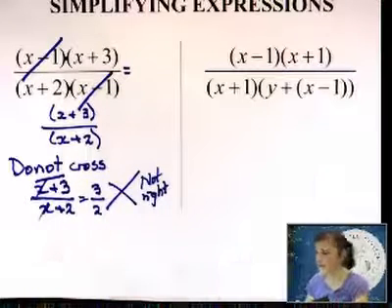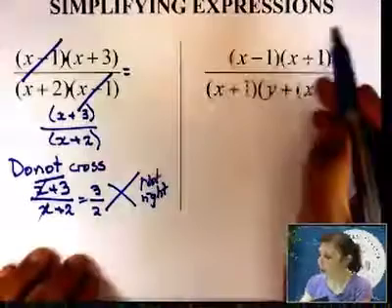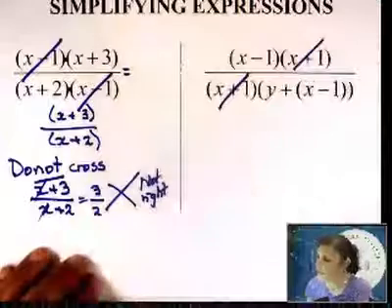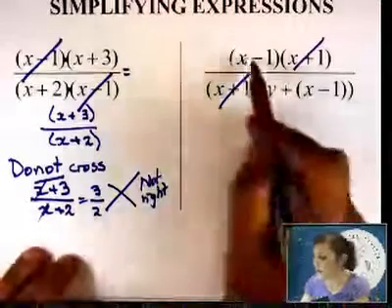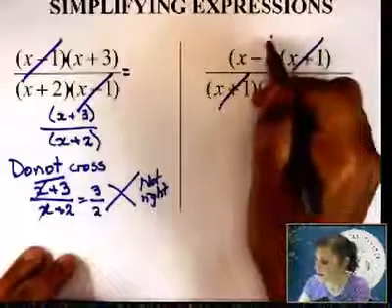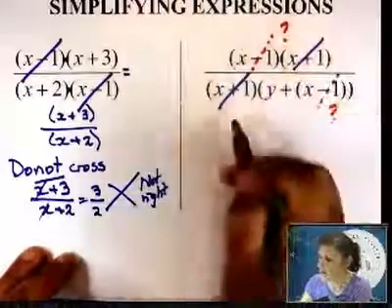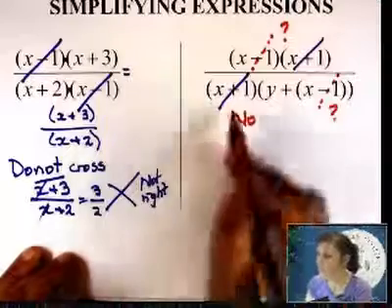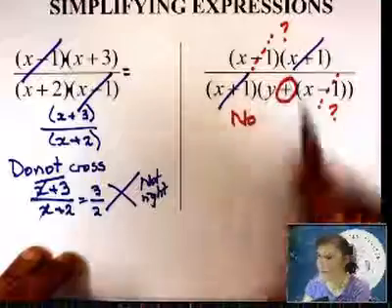So let's do this one. Here's another one that you have to pay attention to. A little bit harder. I can do these two. That's very good. The question is, can I do this? X minus 1, x minus 1. Can I do this? The answer is no. You can cross these out, but this whole thing, there's a plus in here, so you cannot do that.